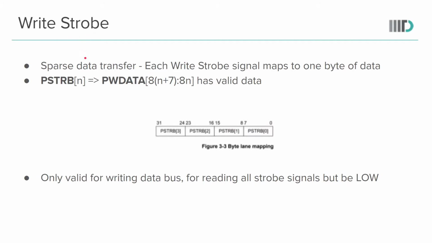We move on to the write strobe signal. That is also a feature of the APB protocol. It's used for sparse data transfer. Each write strobe signal maps to 1 byte of data. The formula that is essentially used to calculate this is for P strobe, if we give the value P strobe of n, so n could be 0, 1, 2 or 3. The valid data is calculated by this formula, and you can see it using this table here. The P strobe signal is an active high signal and is used for write only operations. During the read operation, the P strobe signal is ignored by the bus slave and the whole 32 bits are read.